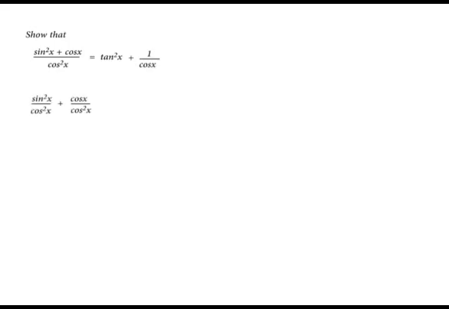sin²x / cos²x plus cos x / cos²x. Recall that sin²x / cos²x is equal to tan²x, plus cos x / cos²x. Cos x goes into cos²x cos x times. So we shall have tan²x plus 1/cos x, and we have proven that to be true.